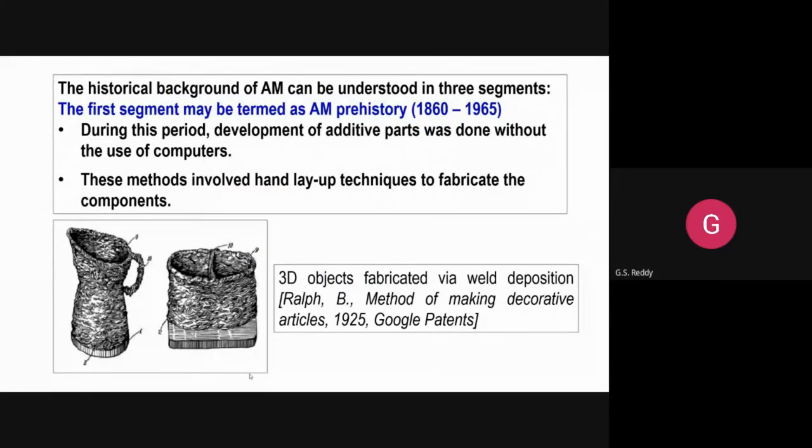After a lot of research, a literature review, I got this wonderful thing in a Google search. In 1925, somebody took a patent on additive manufacturing. We have to accept it. You look at this figure, the caption: 3D objects fabricated via weld deposition by Ralph, and the method of making decorative articles, 1925, Google Patents. Here you see this flask-like or basket-like thing. He is using the welding torch and has built the material up to that particular shape. He did not call it additive manufacturing, but somebody already demonstrated the processing as far back as 1925.